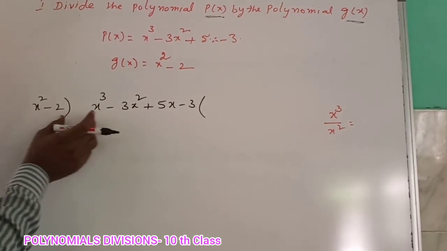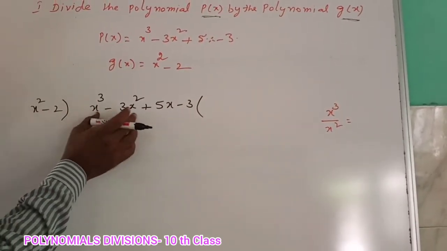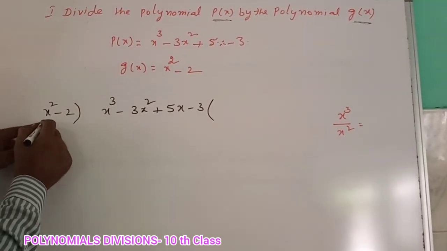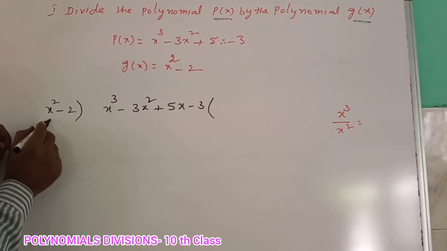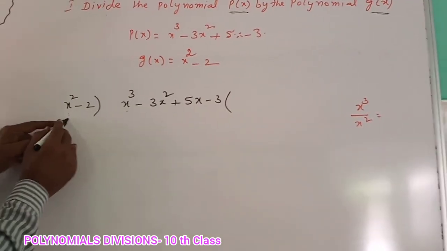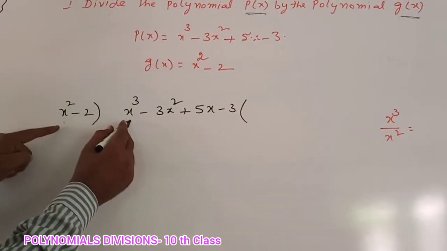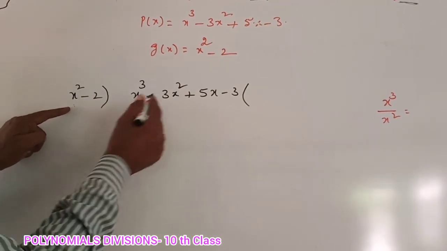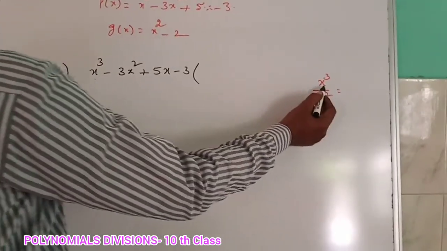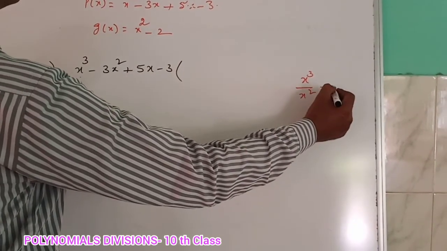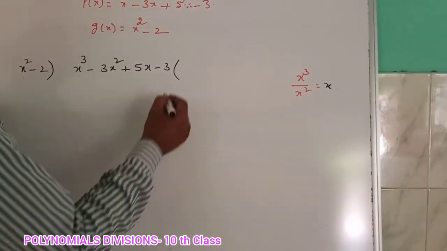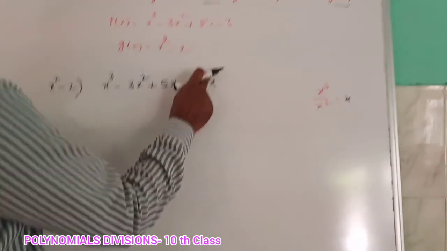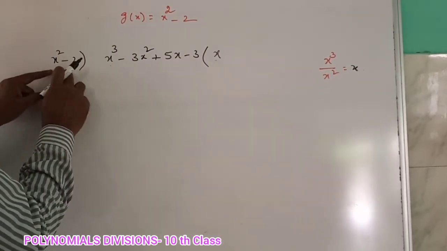So we divide by x square minus 2. Here x cube and here x square. Which term multiplied by x square is equal to x cube? x multiplied by x square is equal to x cube. So x cube divided by x square is x. So this x is multiplied by the whole divisor.